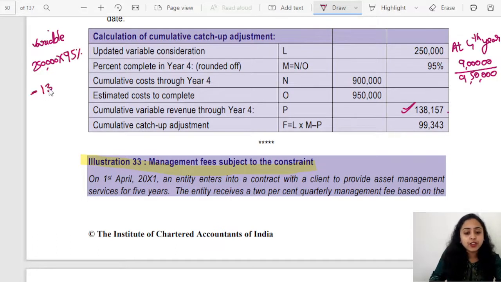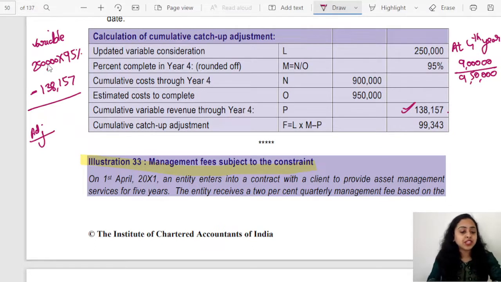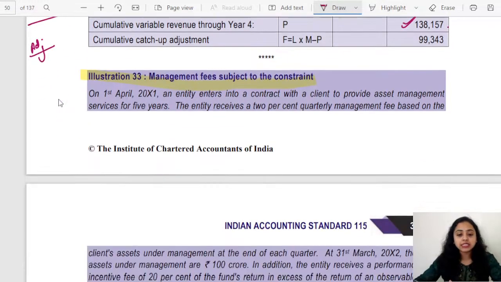Minus till date you have recorded 138,157. So now the adjustment required is the difference between 2,50,000 into 95% and minus 138,157, the amount you have recorded till date. The difference will be recorded as the adjustment. Let's head towards illustration number 3.